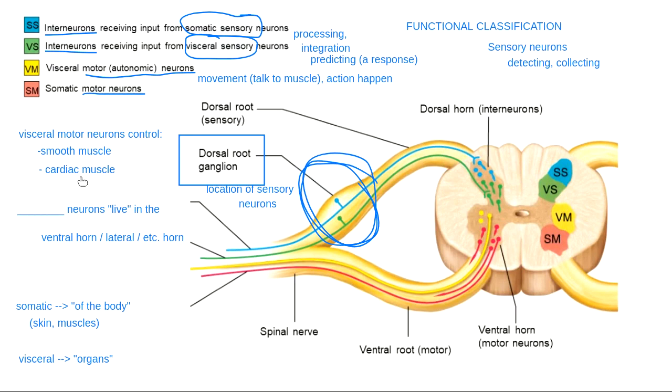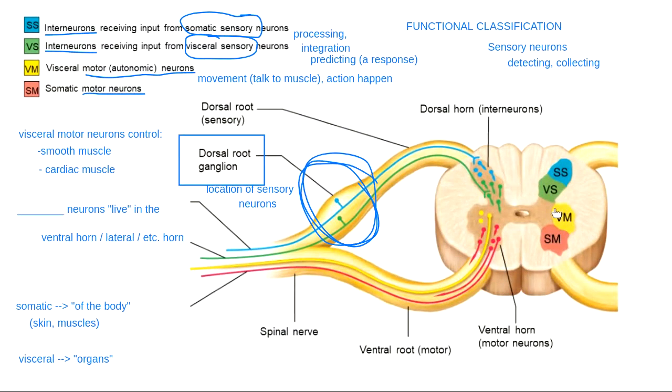So we're talking about visceral motor neurons. We said the word visceral means organs. Between smooth muscle and cardiac muscle, there you have it. This is what they control, the types of muscle tissue inside organs. So if we're talking about making anything happen with smooth muscle contraction or cardiac muscle contraction, that's the job of visceral motor neurons.